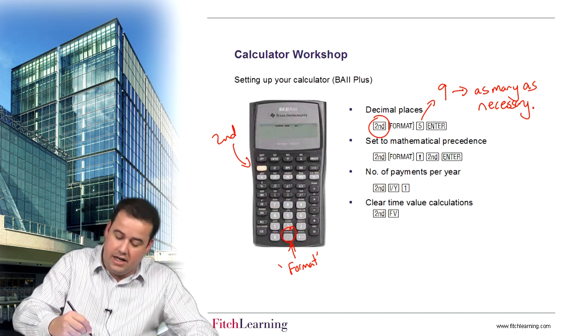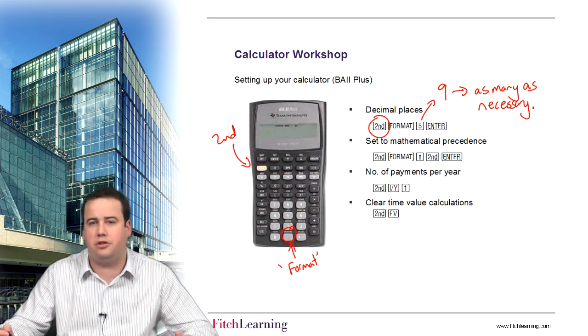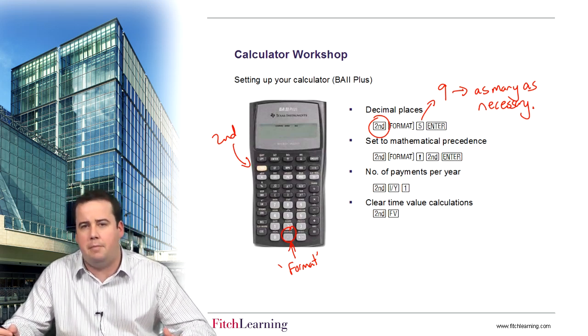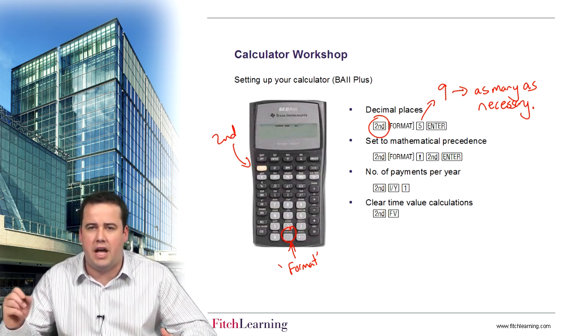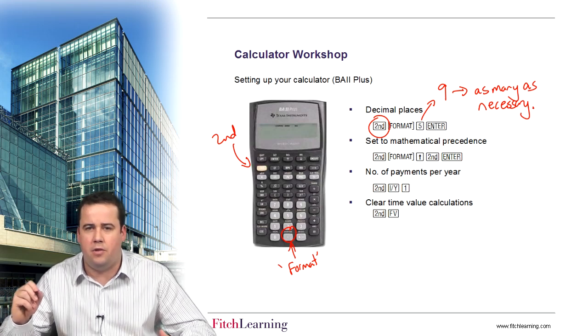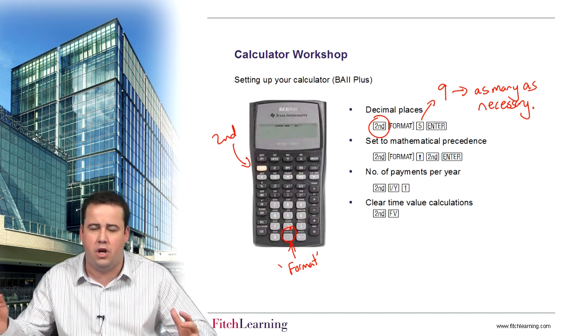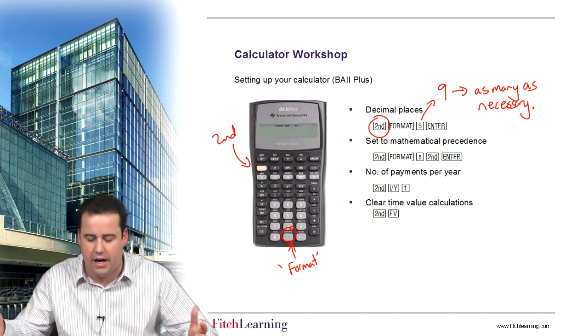Okay, the second thing it has here is set to our mathematical precedence. You might remember this from when you did math in high school. This is to do with how the calculator does its mathematical functions in different orders. So does it do plus first? Does it do everything just left to right? Or does it do brackets first?